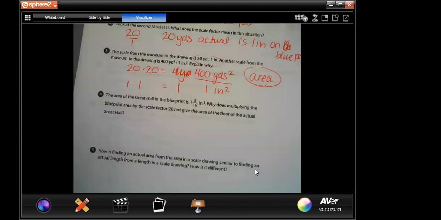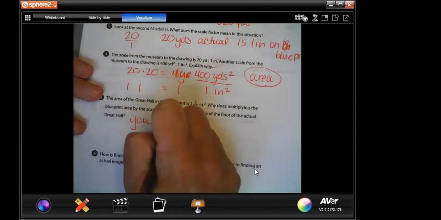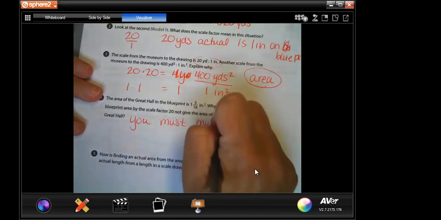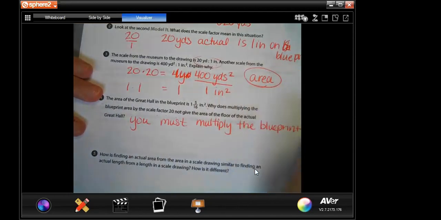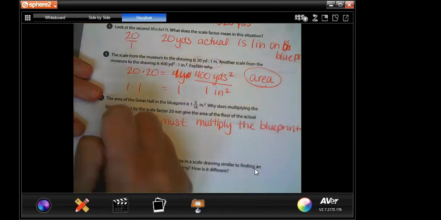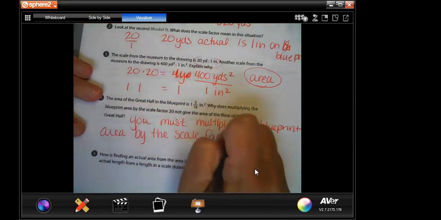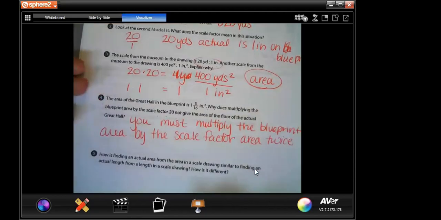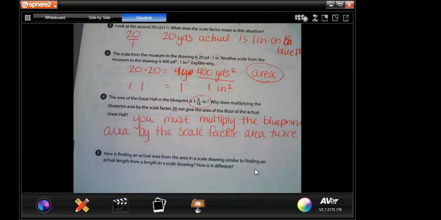You are not just multiplying by the scale factor once. You have to multiply by the scale factor twice. In order to get the 525, you must multiply the blueprint area by the scale factor area twice, because this would be a 20 by 20, since this is the area. That's why it doesn't work if you did it the other way.